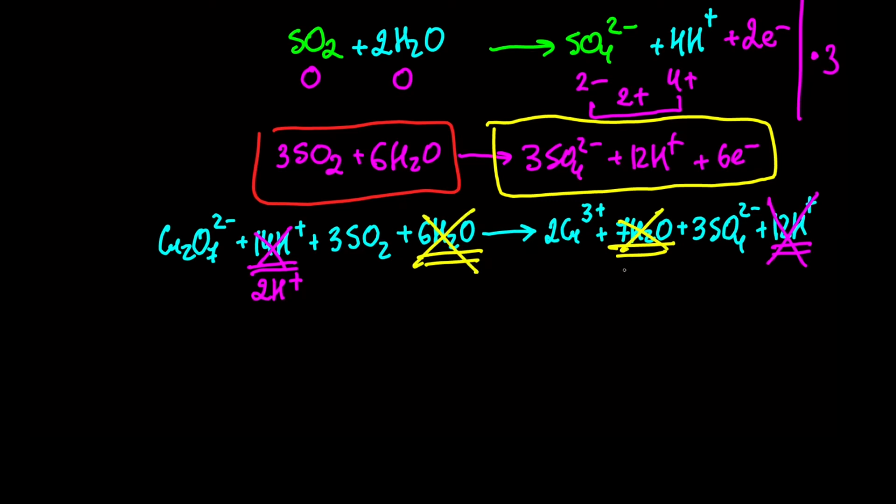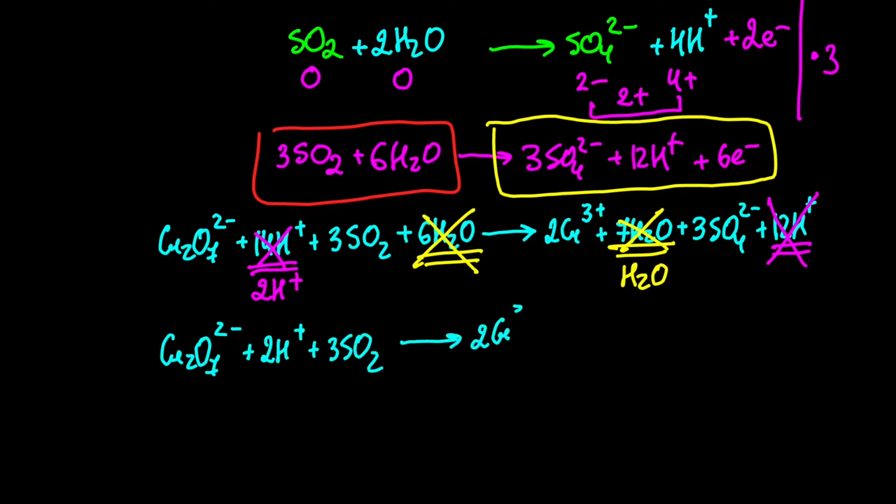Now let's write a fully completed reaction. Cr2O7 2- + 2H+ + 3SO2 → 2Cr3+ + H2O + 3SO4 2-. For the last two examples, I want to show you this method with actual reactions. The first one is a reaction between copper and diluted nitric acid.